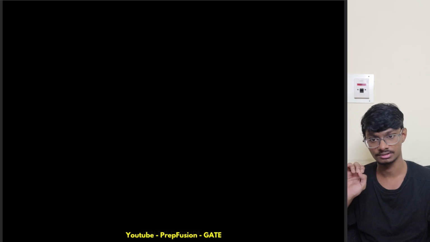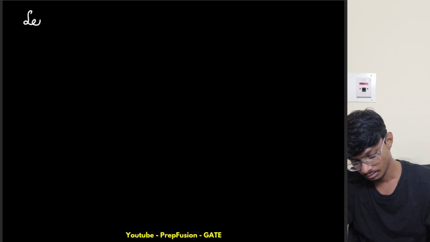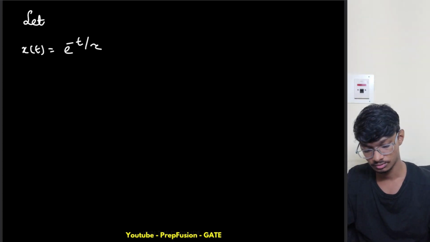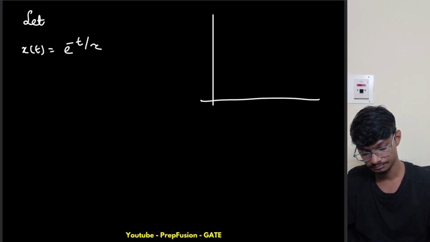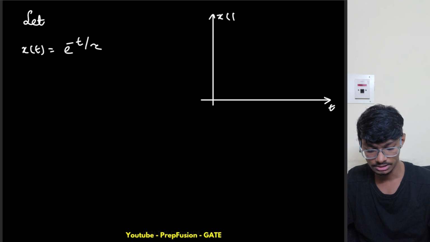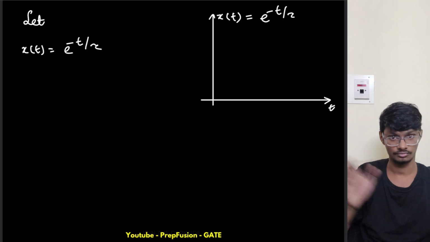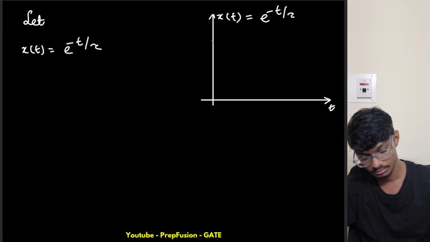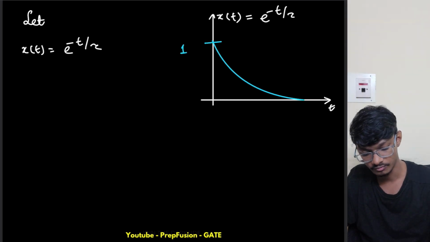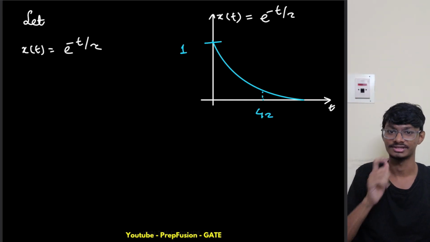So let us have a signal x of t equals e raised to power minus t upon tau. How can I write this? Here we have t and we have x of t, e raised to power minus t upon tau, and we can plot this. It looks like this, starting from 1 and going to 0, and here somewhere we have 4 tau. I hope Himanshu has explained to you what this 4 tau is.